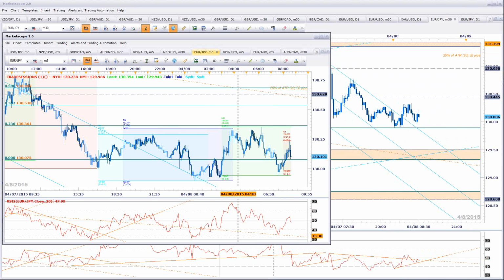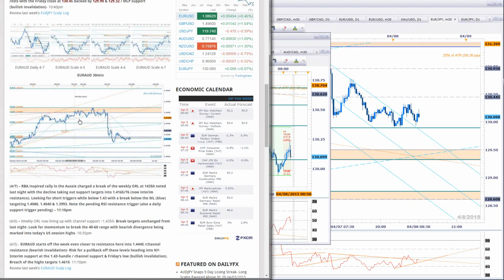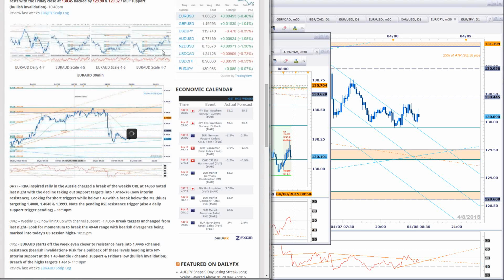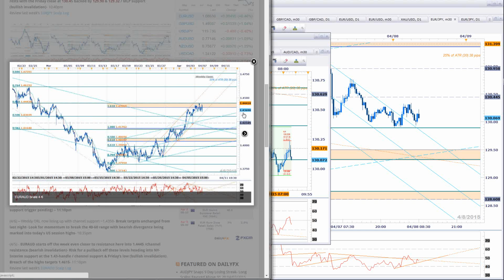Euro Oz was a much more beautiful play here. Obviously, the RBA inspired break was the major play here. Remember 143.50 the day before. If you check that chart out, right here, 143.50 was the opening range low for the week initially, and it lined up perfectly with channel support.